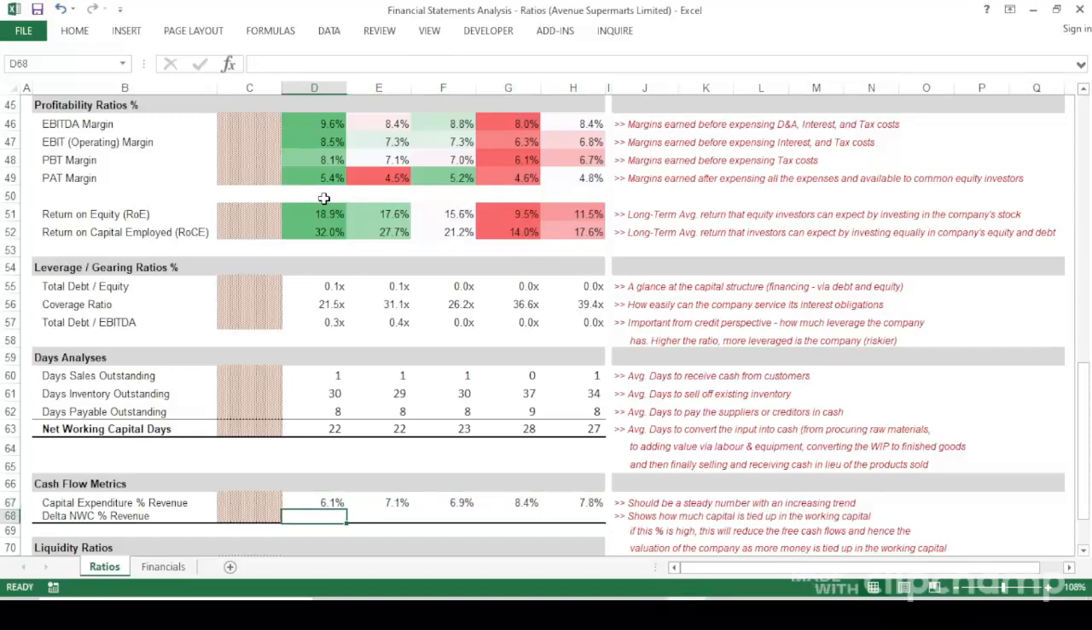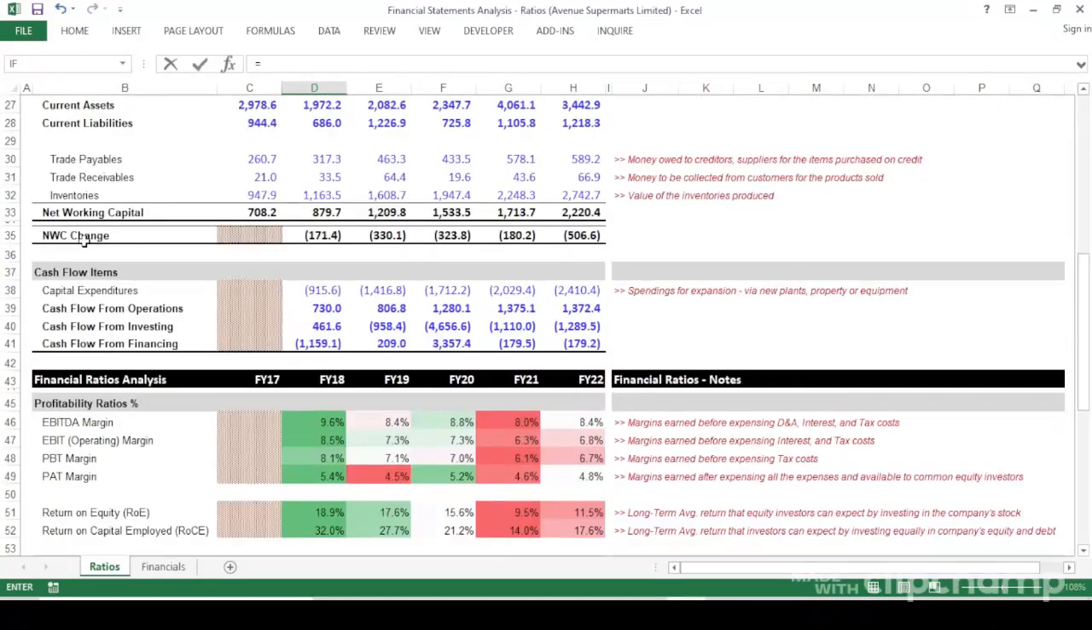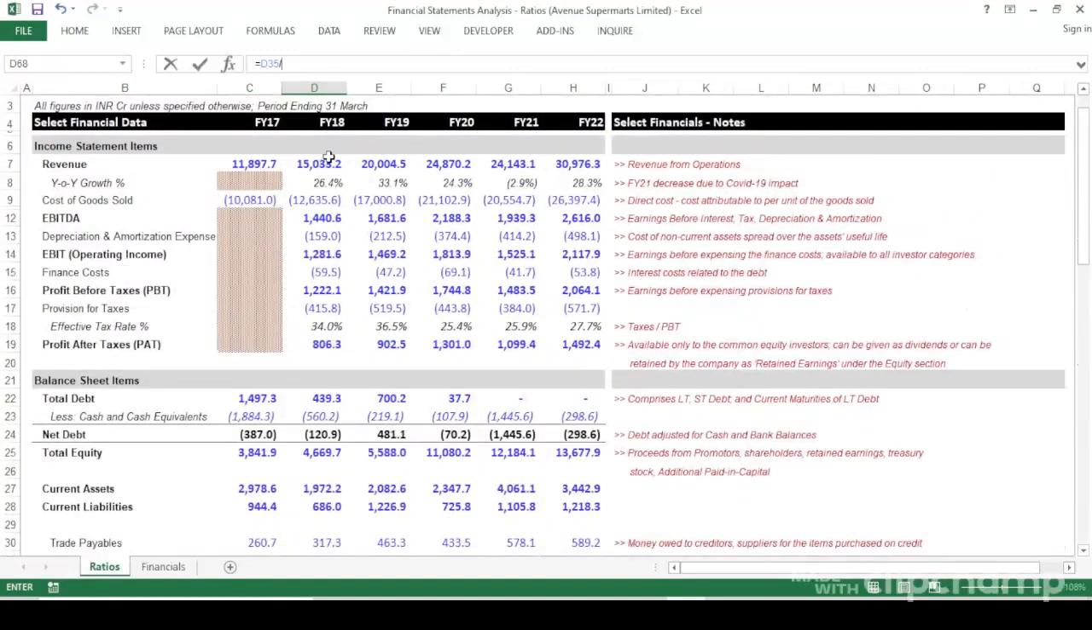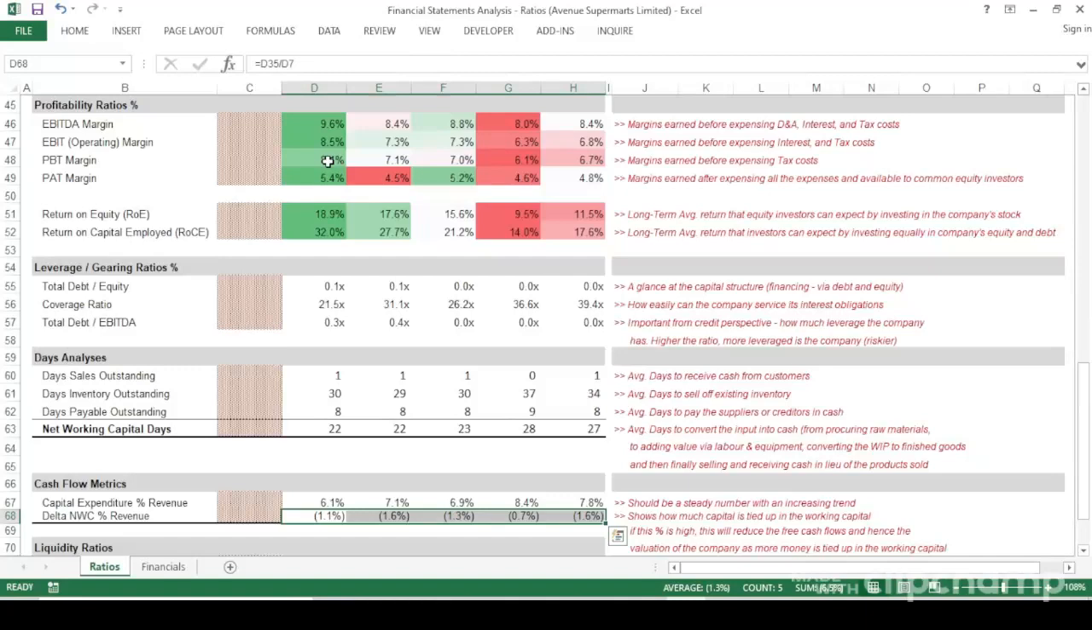Now we'll calculate the delta NWC, or basically the change in net working capital as a percentage of revenue. So if I say equals, the change in net working capital is this, I'll divide it by the revenues. Okay, so this is a negative percentage. Again, you can see for these 5 years, the average comes out to be around 1.3% negative.